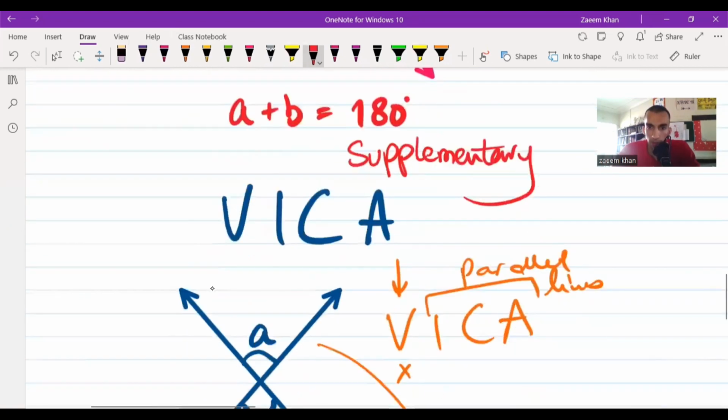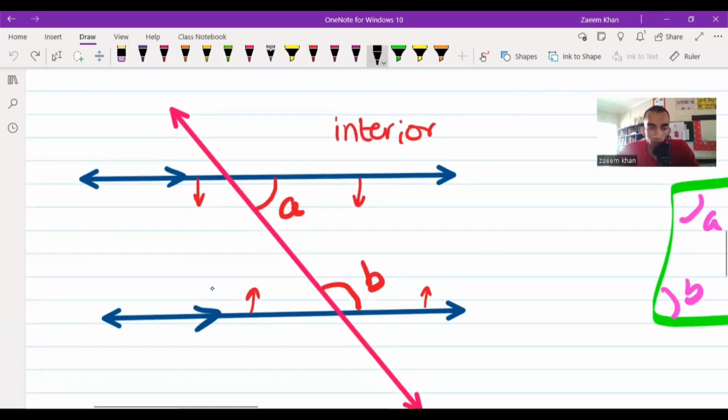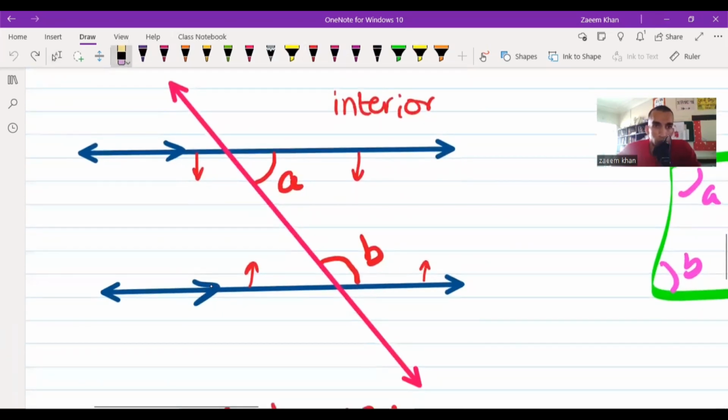Supplementary. Well done. Okay? The word for that is supplementary. Now, if I were to discuss them in terms of their positions, this is at what position? If you were to discuss its geographical location, what would you describe it as?